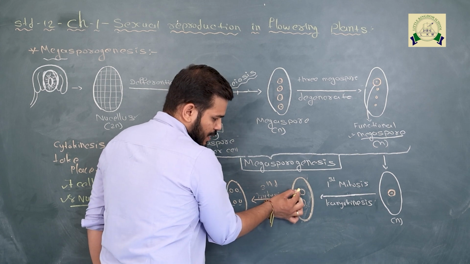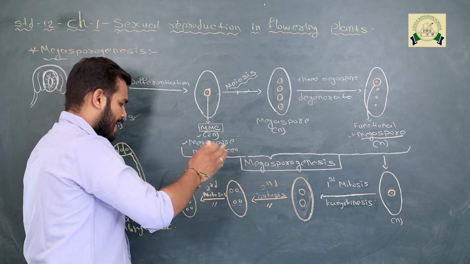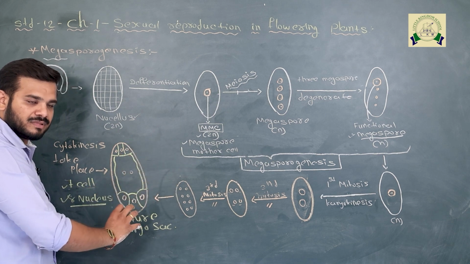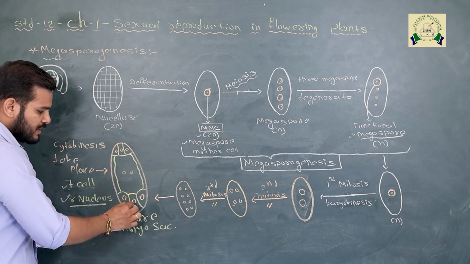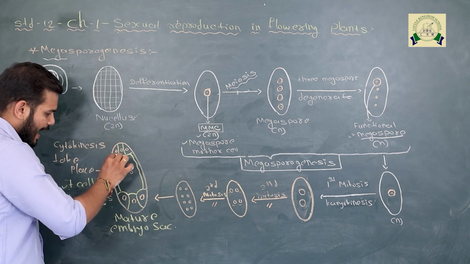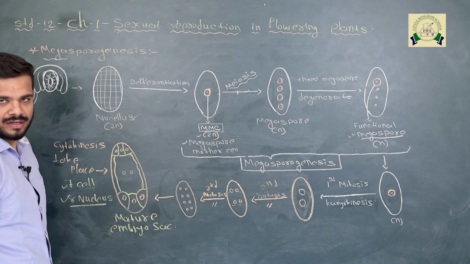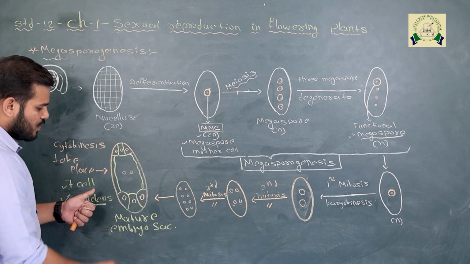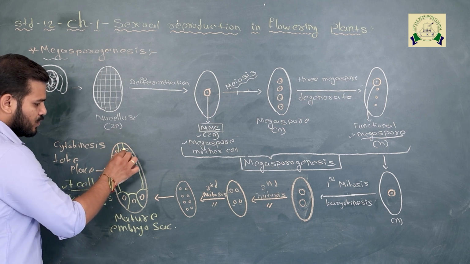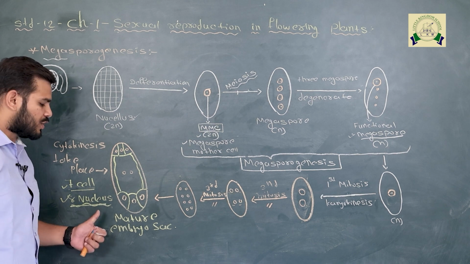So now the megaspore contains 2 nuclei. After 2 mitoses, it contains 4 nuclei. After the third mitosis, it contains 8 nuclei. Now these 8 nuclei arrange themselves like this: 3 nuclei at the base, 3 nuclei at the tip. Clear? And 2 nuclei present in the centrally located, large cell. So at the end of this, we have 1, 2, 3, 4, 5, 6, 7 cells, and 1, 2, 3, 4, 5, 6, 7, 8 nuclei. This structure is called the mature embryo sac.